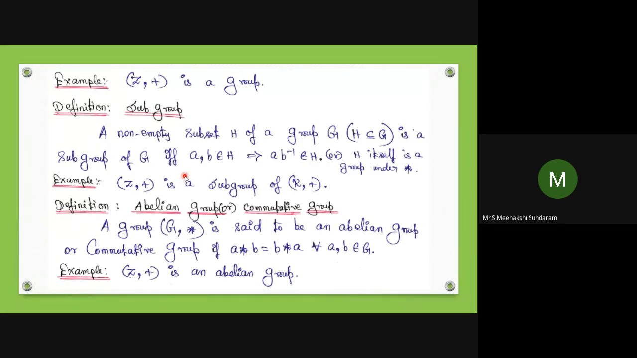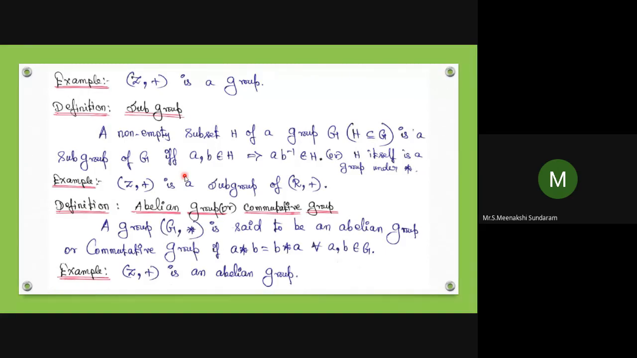Next, the definition of an abelian group, or commutative group. It satisfies the same 4 conditions of the group definition. In addition, if it satisfies the commutative law, we call it a commutative group. Earlier we saw the commutative semigroup; here it is a commutative group, and it forms an abelian group. It is an abelian group. It should satisfy the 4 properties of a group, and in addition the commutative law should be satisfied.